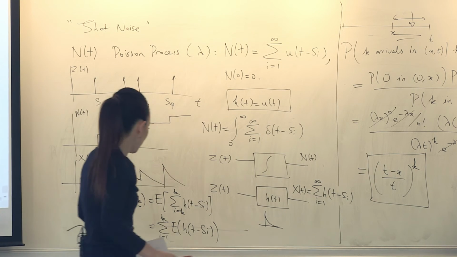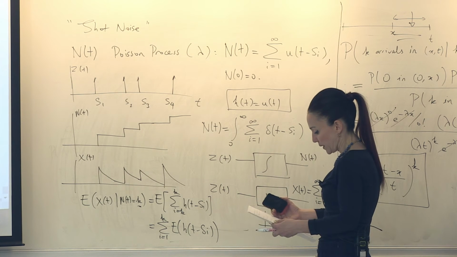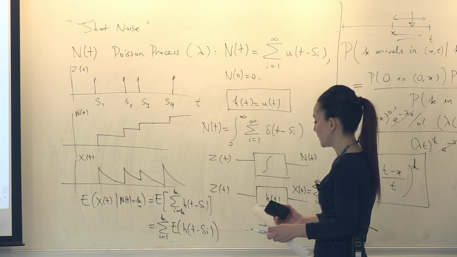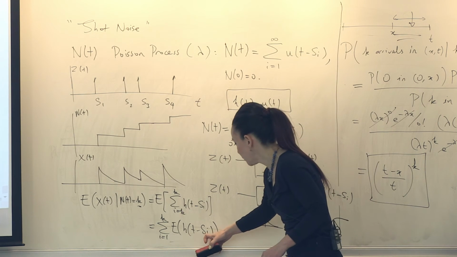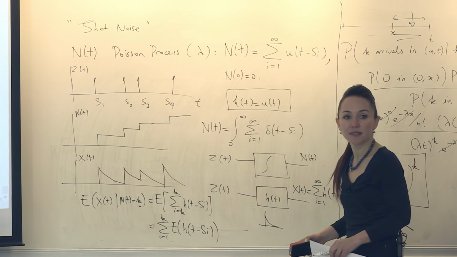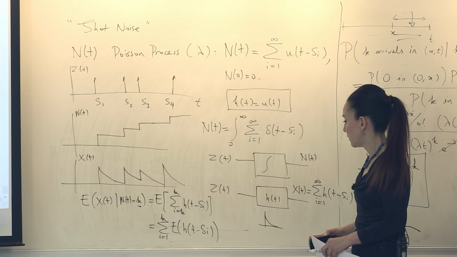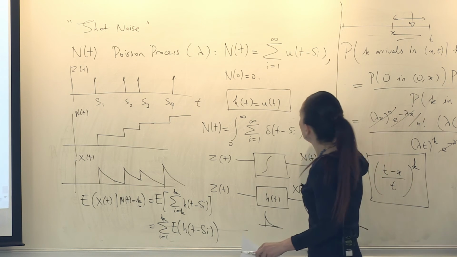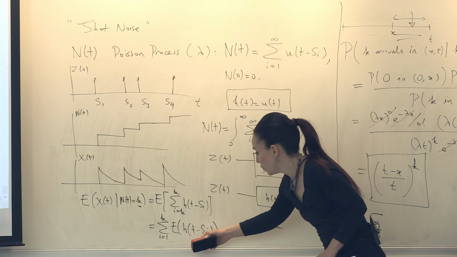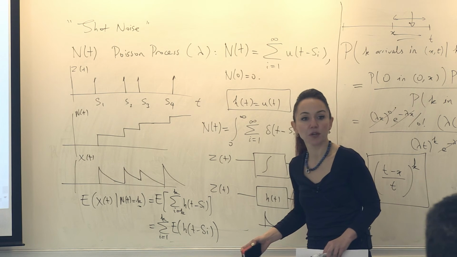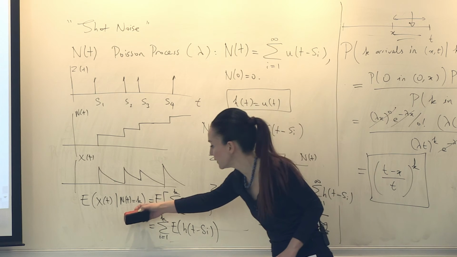Now, how do I compute this expectation? Well, here what's random is si. Si is the ith arrival time. So I'm going to have to think about where the arrival times are located. What is the distribution of arrival times conditioned on a given number of arrivals?